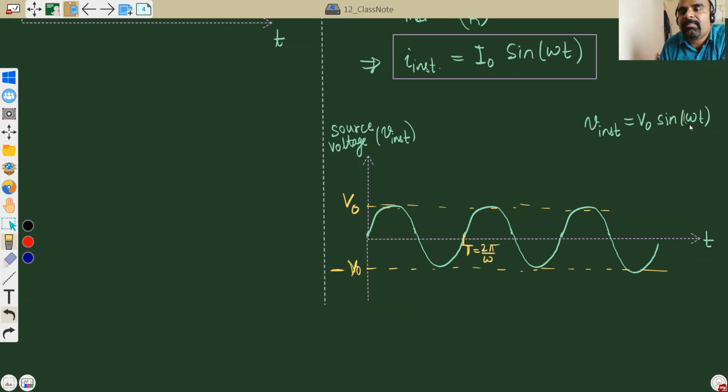This is the omega. Whatever is the coefficient of t, that is called omega. So that omega, if you divide 2 pi by omega, you will get one time period. This will be 2T, this will be 3T, and so on. This will be T by 2 and so on. This will be your voltage versus time graph.